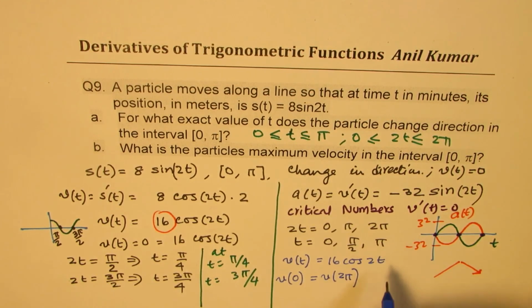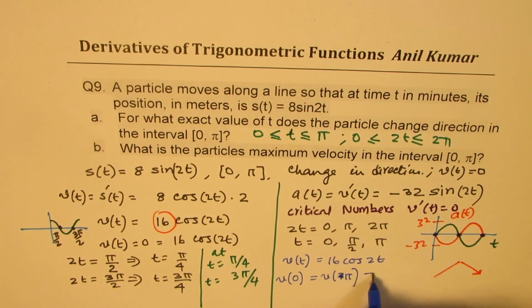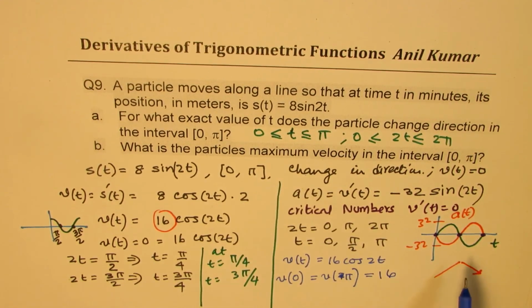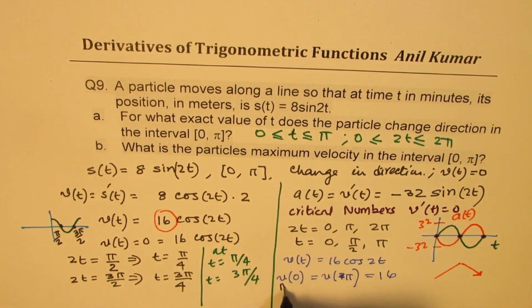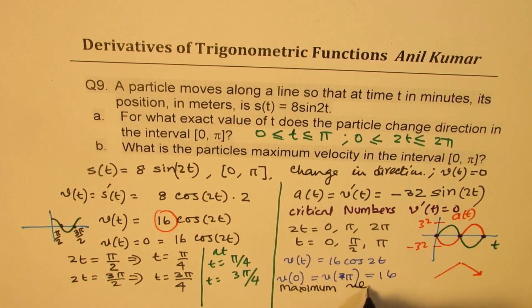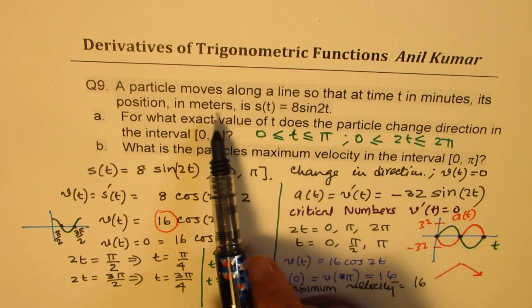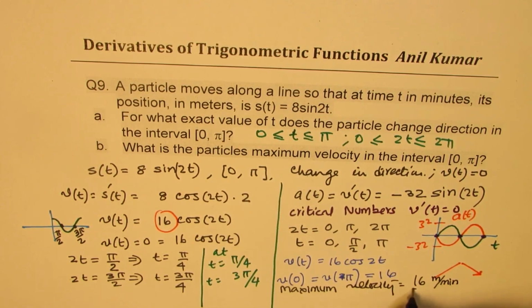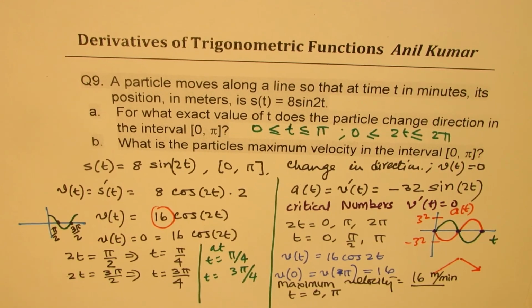At t equals 0 and pi, it is equal to 16, correct? At pi by 2, it is negative 16. So we get our result here: maximum velocity equals 16, and the units here are minutes and meters, so meters per minute. Perfect. And this happens at t equals 0 and pi. Okay? So that is how you're going to find the solution for the last part.